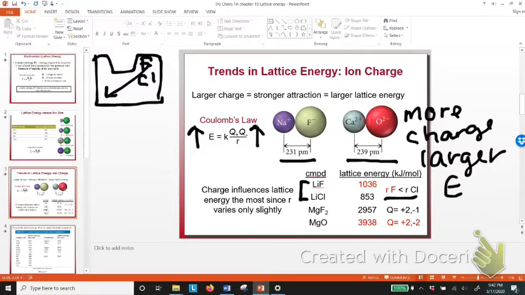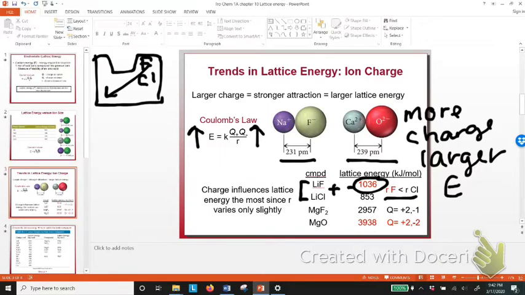The radius of chlorine is bigger. In this case, they are both a plus charge and a minus charge, so the charge is the same. So what's important is that the fluoride ion has the smaller radius, and thus the lattice energy is bigger.